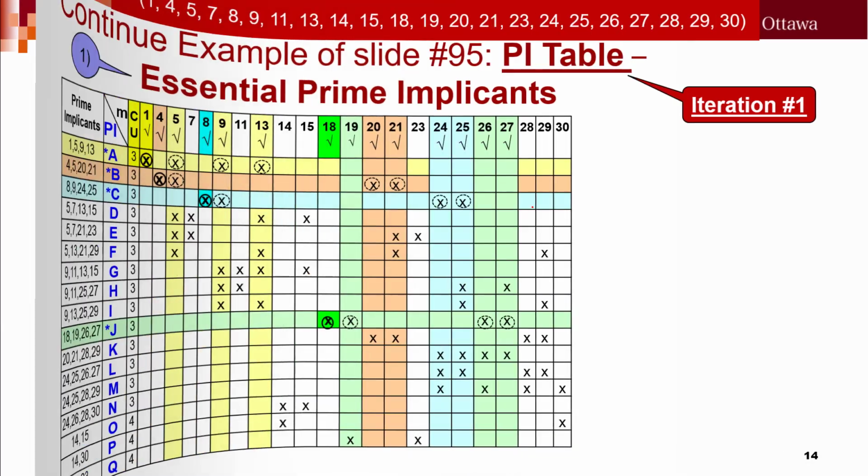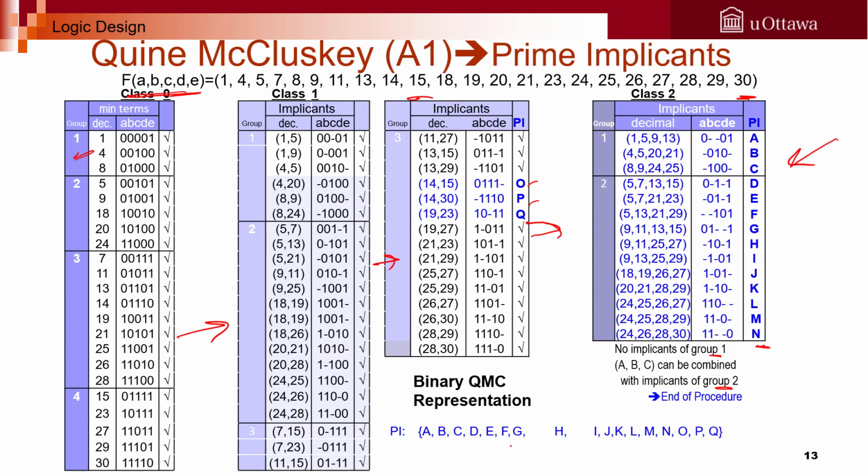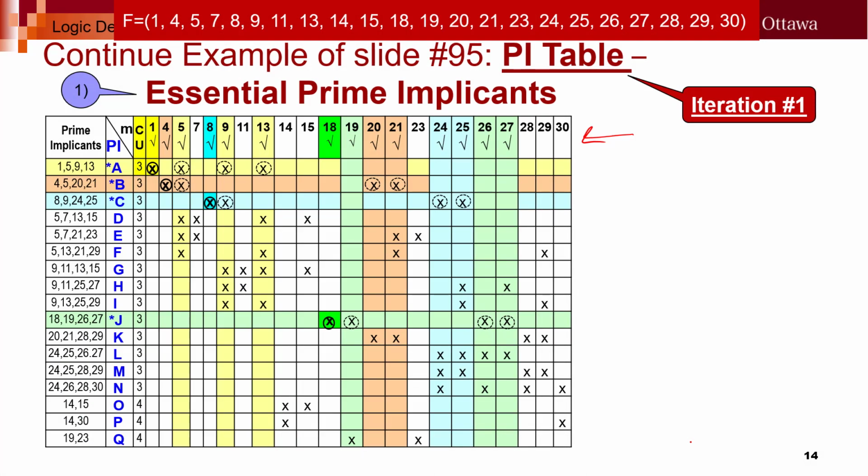Now I have to list all of my minterms using the prime implicant table. After having all the minterms, as we can see, all the implicants from A, B, C, D, E, F, G, until O, P, Q are already included. Now I have to mark a single X in a column for each minterm covered by that prime implicant.